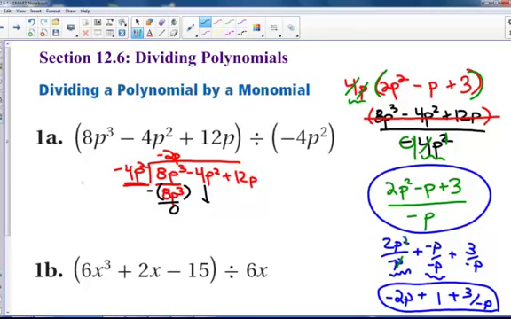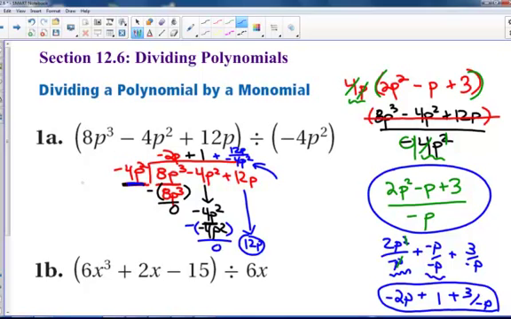So now I'm going to bring down my negative 4p squared, and I'm thinking negative 4p squared times what gives me negative 4p squared? That would be 1. So I get negative 4p squared, and then you subtract the whole thing, and then you bring down your 12p, and negative 4p squared times nothing gives 12p, so my remainder is 12p, so I'm going to do plus 12p over negative 4p squared. Now that part simplifies to 3 over negative p, so as you can see, this answer right here is the same as this answer right here.